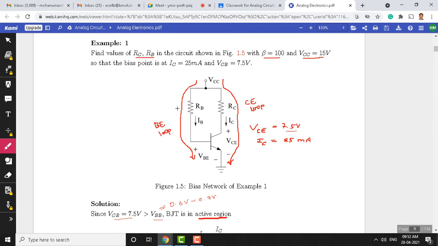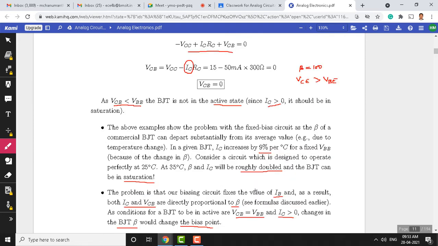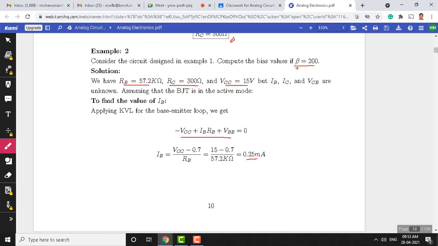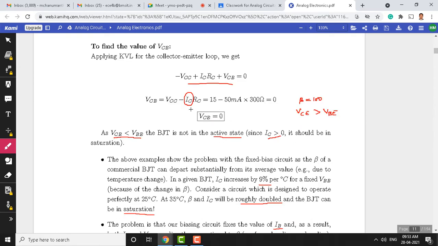Here initially we have taken beta as 100, later beta has been changed from 100 to 200. We can see the next part of the problem, where beta has been changed to 200, and you see the condition of the transistor for that. When everything remains the same and beta is changed, the collector emitter voltage moves from 7.5 volts to 0 volts. So, when the collector voltage changes from a higher voltage to a lower voltage, the transistor slowly shifts from active mode of operation to saturation mode of operation.